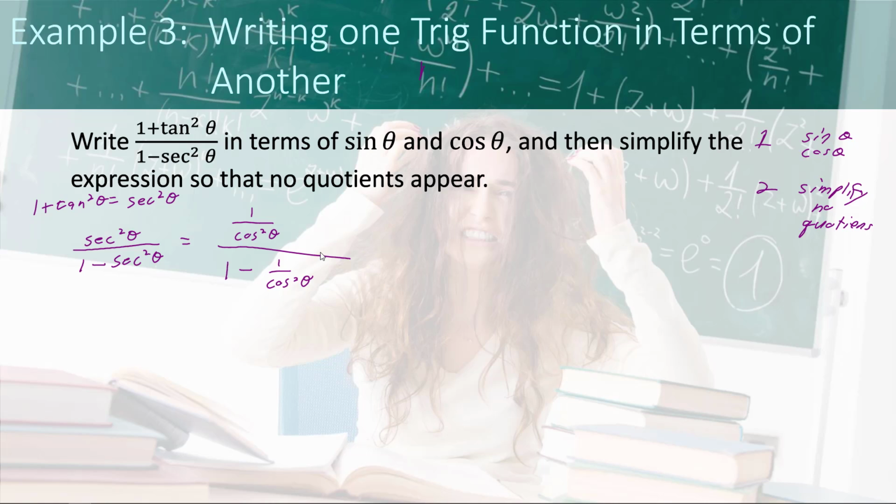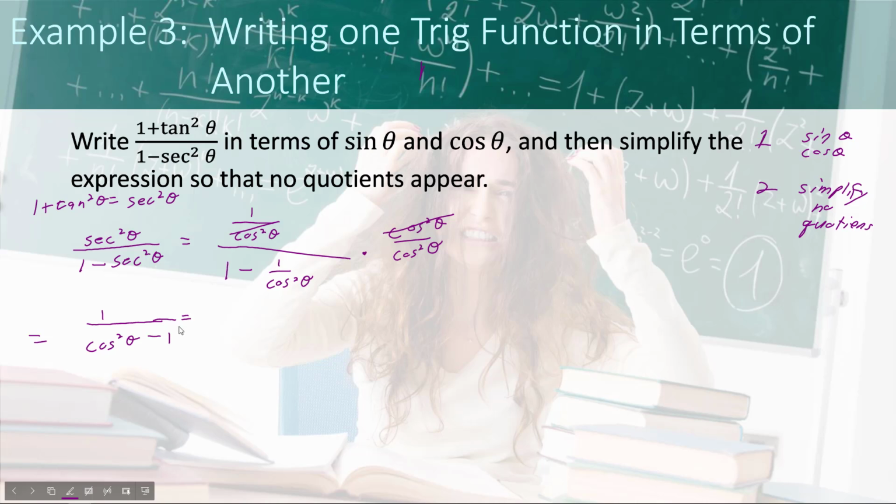Okay, so we've done the first part. We actually have this written in terms of sine and cosine. Now we need to simplify so that there are no quotients. So how can we do that? Well, the first thing we can do is multiply this by cosine squared theta over cosine squared theta. If I do, this cosine squared theta cancels with that, and we'll have a 1 in the numerator. We will have, in the denominator, cosine squared theta times 1, and then minus cosine squared theta over 1 over cosine squared theta. That's just going to be minus 1.